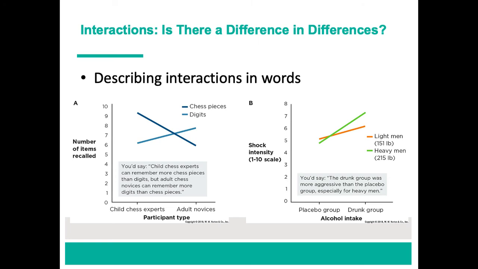And this other one's a little bit more of a spreading example. You'd say that the drunk group was more aggressive than placebo group, especially for the heavier men. Because you see the heavier men are rising at a more dramatic rate, that green line, for the shock intensity, right? So those sorts of explanations would be more so in the results or discussion section.